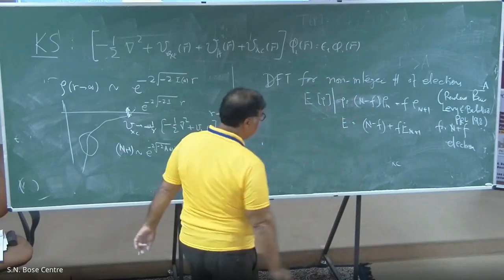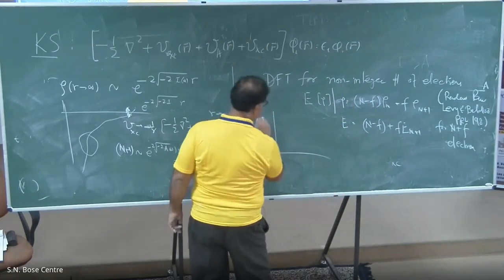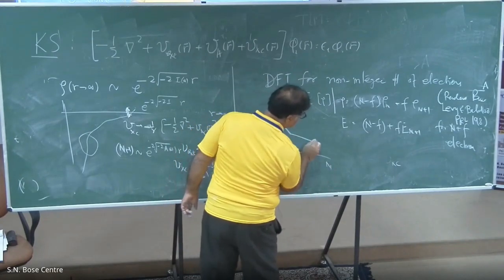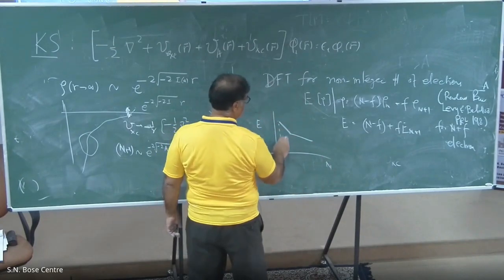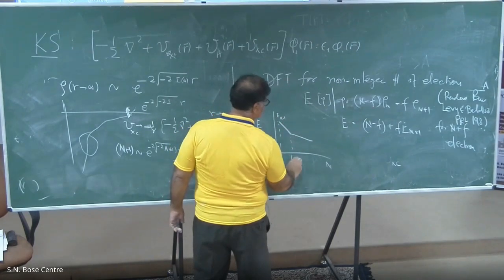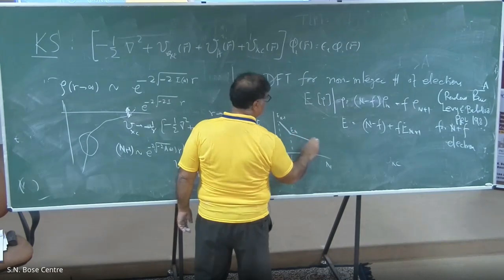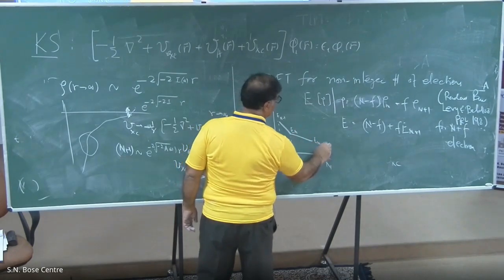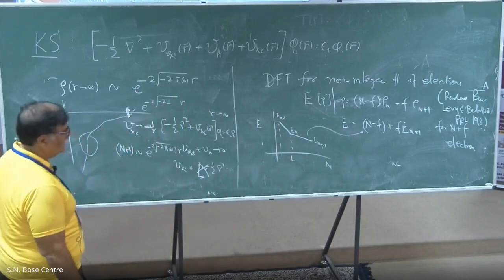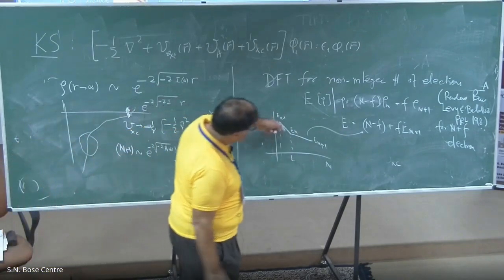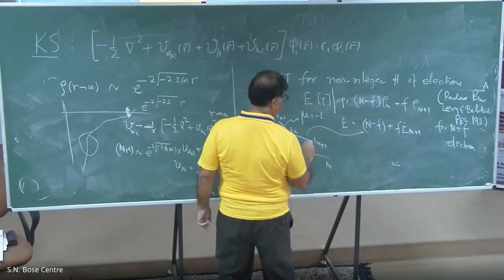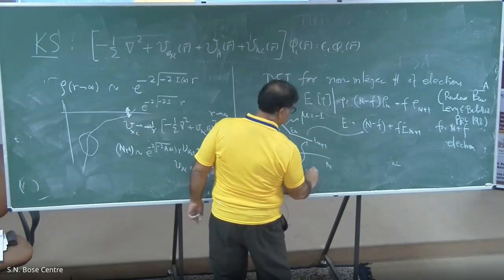If energy is like that, it's not a smooth E versus N curve, it becomes piecewise linear segments. This is E of N minus 1, E of N, E of N plus 1. This curve is there. If this is the corrected segment, mu out here will be minus I, and mu out here minus A.